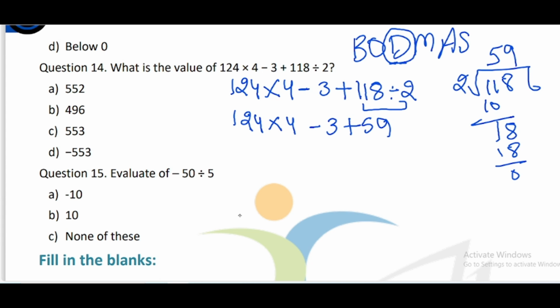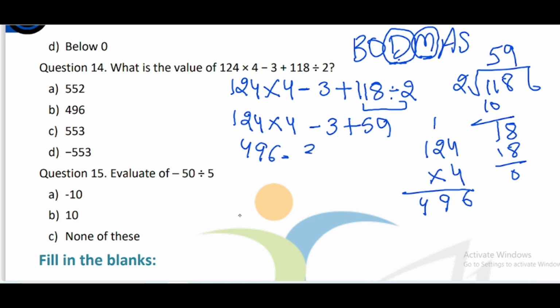Then after division, we solve multiplication. First we solve the multiplication, 124 multiplied by 4. 4 fours are 16, 6, then 1 carry, 4 twos are 8, and 1 is 9, and 4 ones are 4. Then 124 multiplied by 4 is 496. Then the rest stays the same.